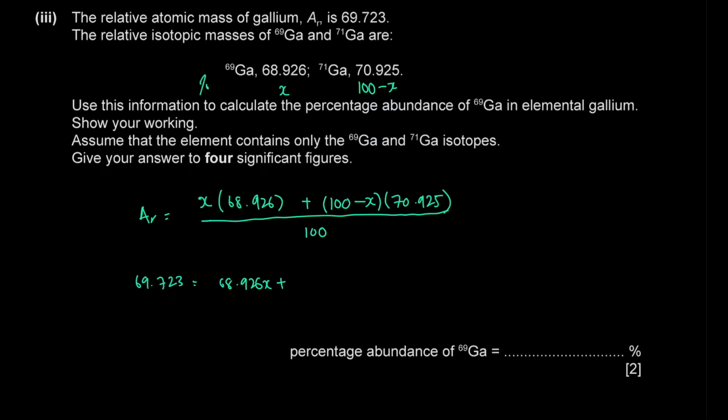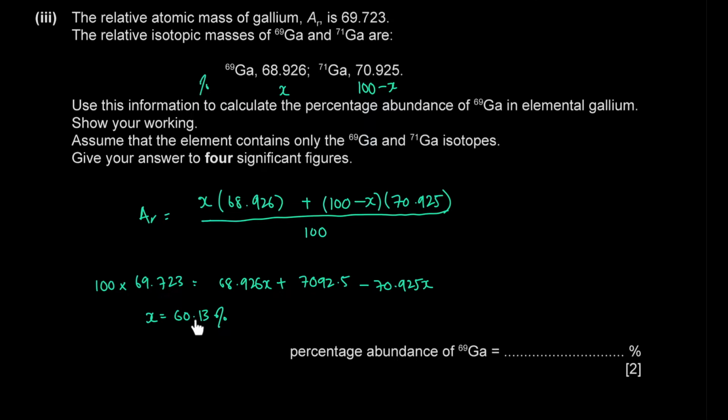So 69.723 is equal to 68.926x plus 70.925 times 100, which is 7092.5, minus 70.925x, all divided by 100. Let's just multiply 100 on both sides. So we get 100 times 69.723 is equal to this. We just have to solve for x. If we solve for x, we get x is equal to 60.13%, to 4 significant figures.